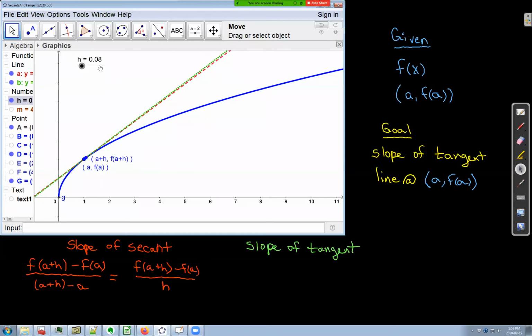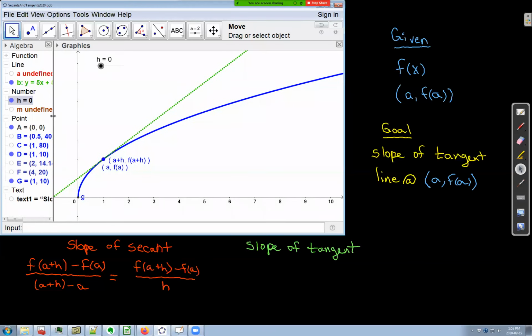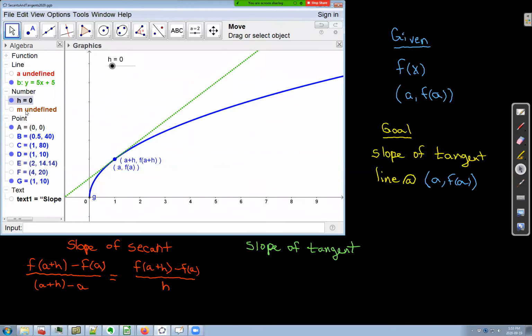And in fact, you can see something interesting happens when h is 0. If I make h equal to 0, notice the secant line disappeared. The computer tells me that when h is equal to 0, the secant line is undefined, because essentially I'm dividing by 0. If I set h equal to 0, then you end up dividing by 0, and that breaks the computer.